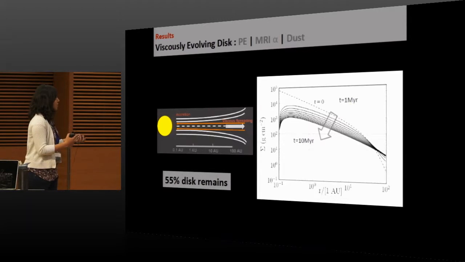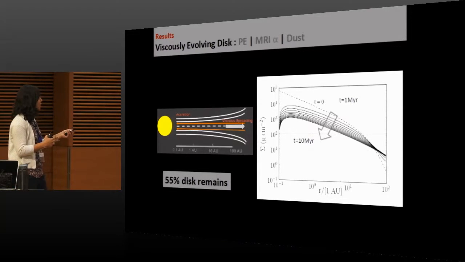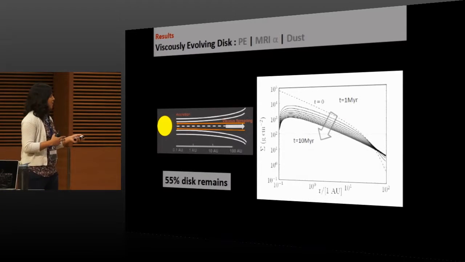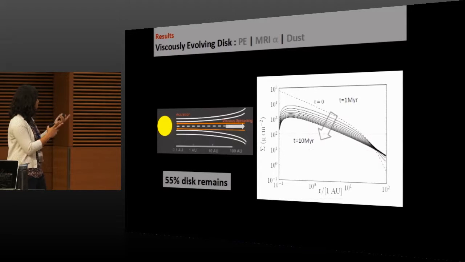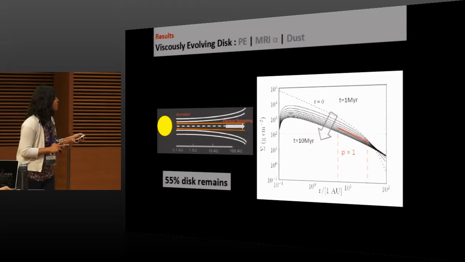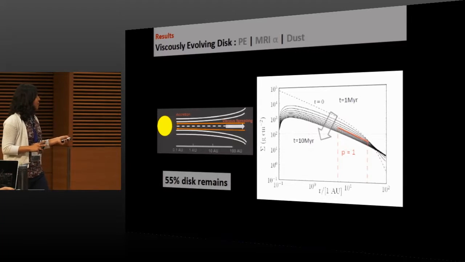So you can see that the disk obviously becomes less massive with time, and you can also see it expand outwards. That's what a viscously evolving disk, without any of the effects that I described above, would do. After 10 million years of evolution, only about half of the disk remains, and you can keep in mind this number as I show you the different cases. The other thing we do is we also track the slope of the surface density profile between 5 and 30 AU, and here we find that the slope P is about 1.